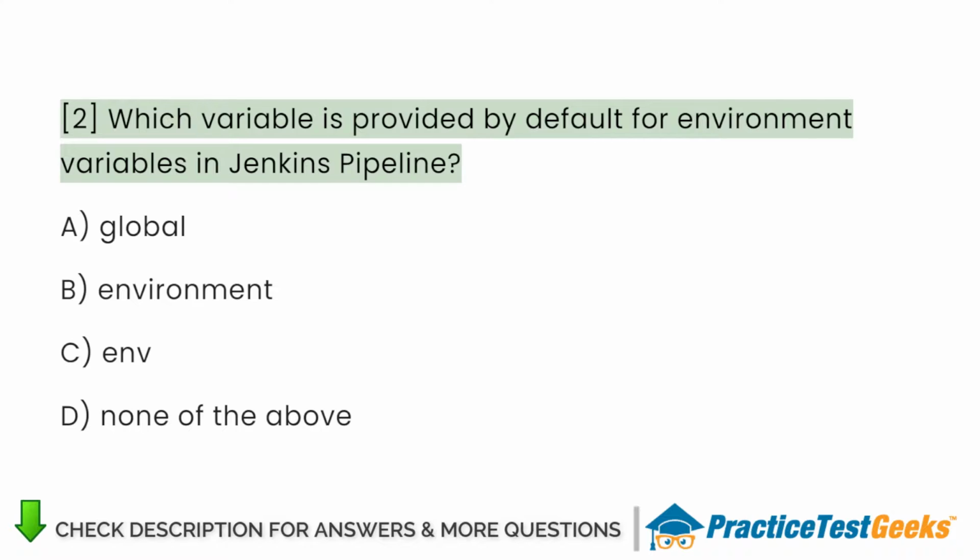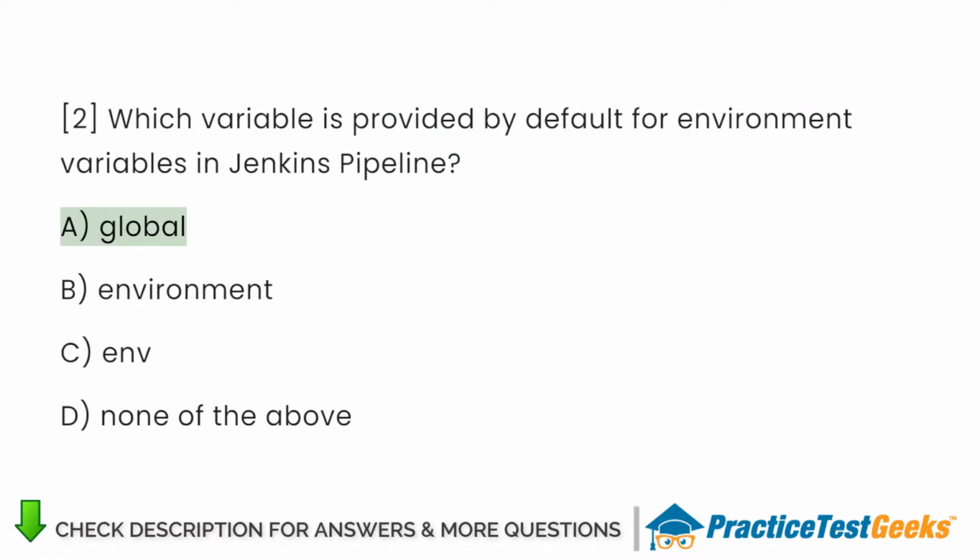Which variable is provided by default for environment variables in Jenkins pipeline? A. Global. B. Environment. C. env. D. None of the above.